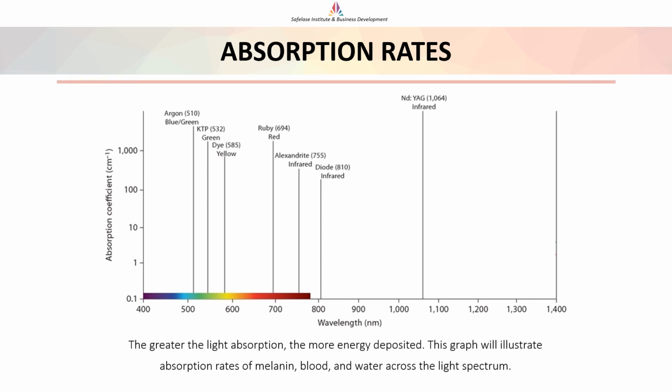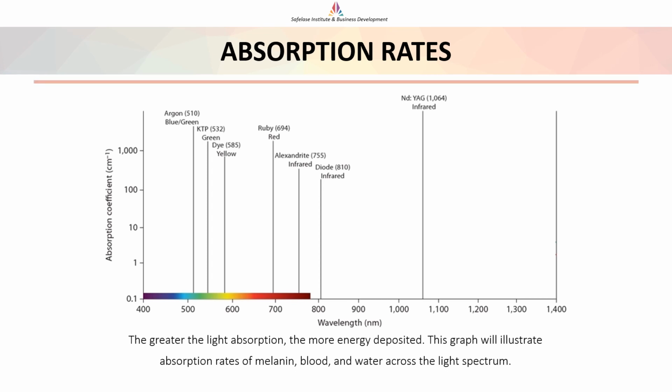In this slide, we will look closely at how light absorption varies in rates and intensity, noting that the greater the light absorption, the more energy will be deposited. The graph illustrated here will show you the absorption rates of melanin, blood, and water across the light spectrum. Let's do an overview of these various absorption types.